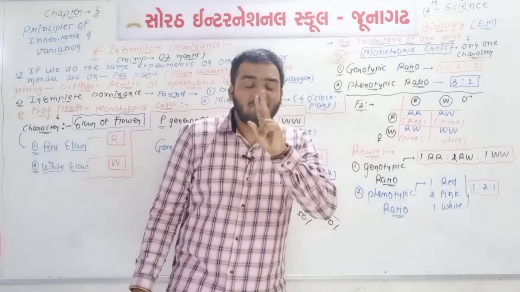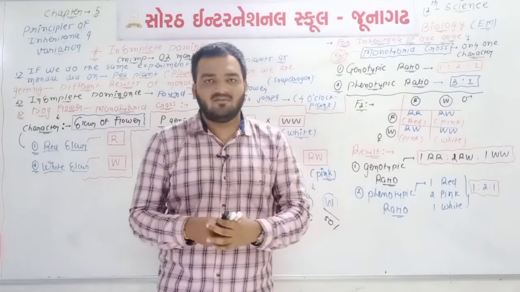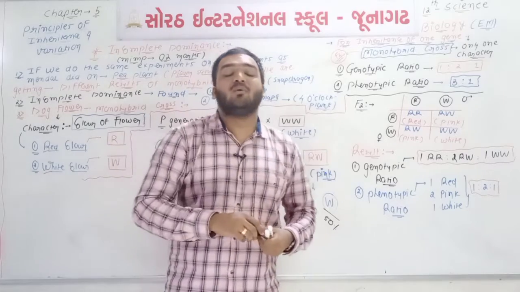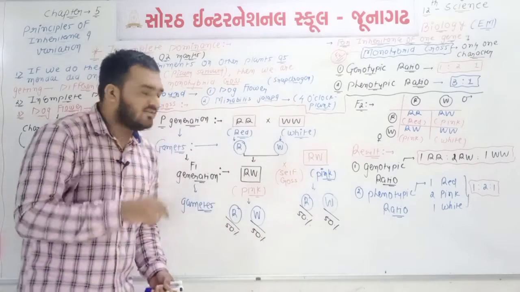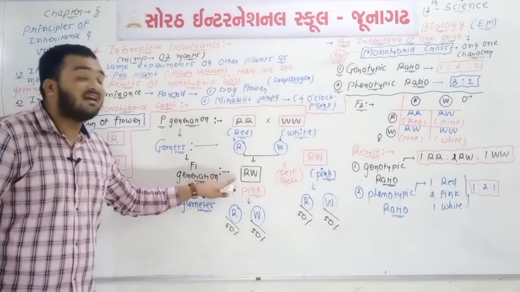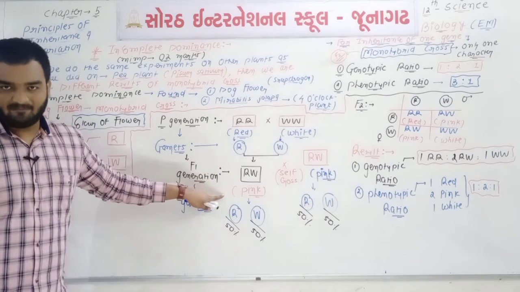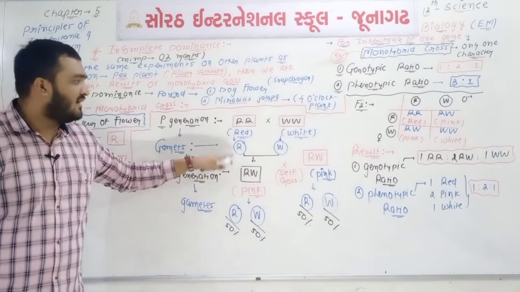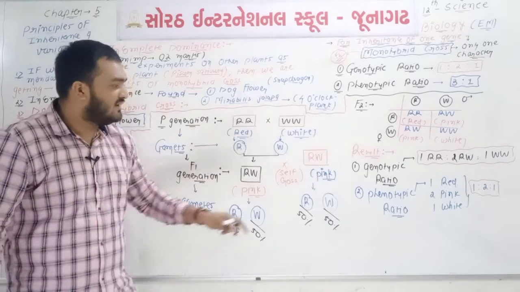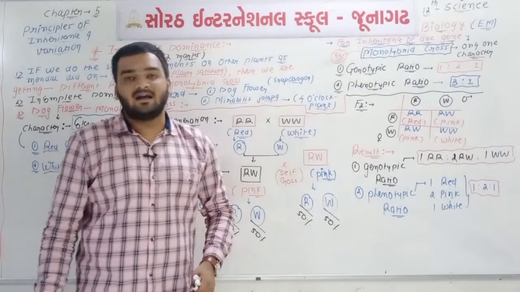So total 2 main differences are there between incomplete dominancy and the monohybrid cross done by Mendel. The first difference is that we are getting a different phenotype of a plant, which is not there in the parent, and the second one is that the phenotypic ratio of both is different.